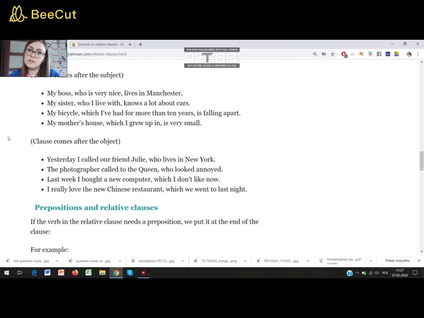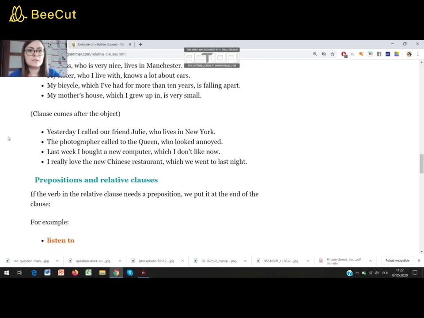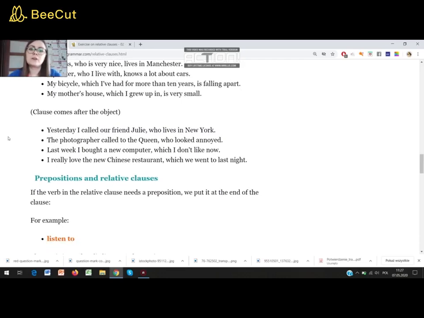My boss, who is very nice, lives in Manchester, and we can't drop the pronoun here as we are giving some more information, yeah? So without it, it won't make much sense here. My sister, who I live with, knows a lot about cars. My bicycle, which I've had for more than 10 years, is falling apart. My mother's house, which I grew up in, is very small. And some examples in which the clause comes after the object.